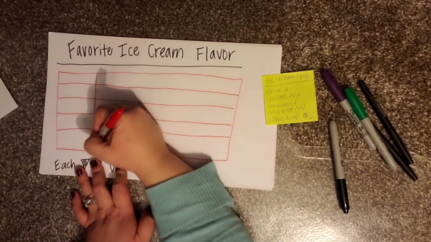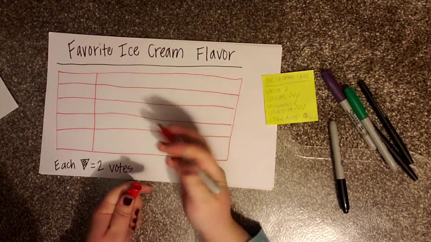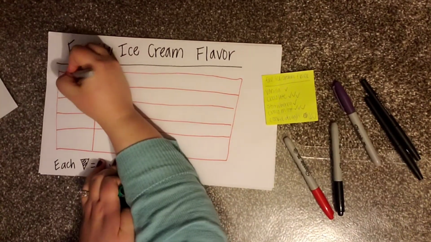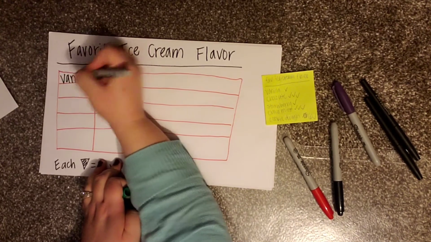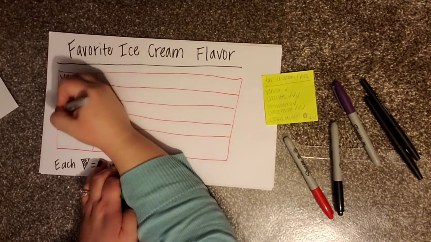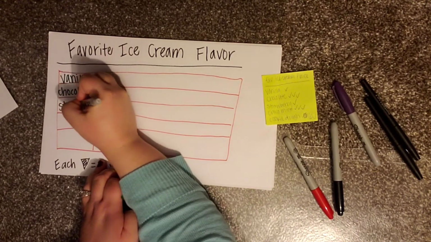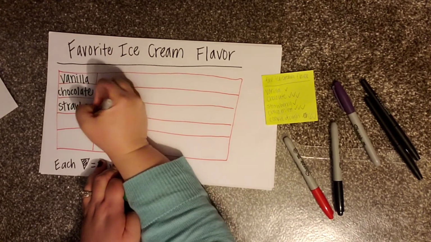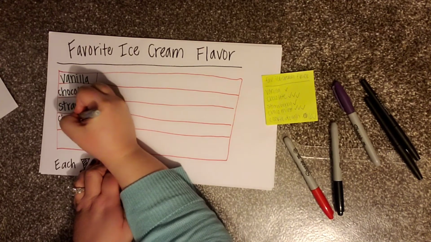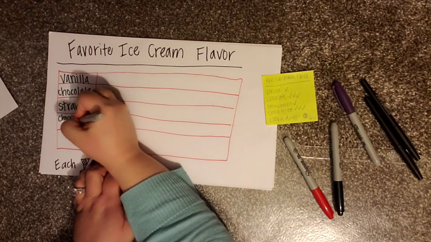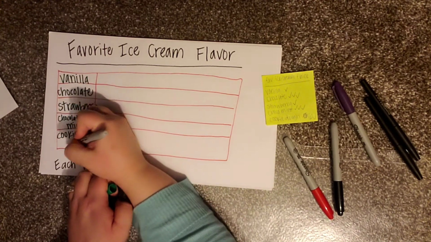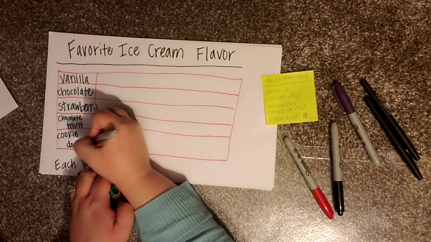Now I need to make sure I label each row, and I'll pick a different color so you can see my labels. And this one is vanilla, chocolate. This one is strawberry. Ooh, will this fit in the box? Barely. It went out a little bit. This one is chocolate mint. My favorite, and cookie dough. Cookie dough comes in second. I loved cookie dough when I was little.